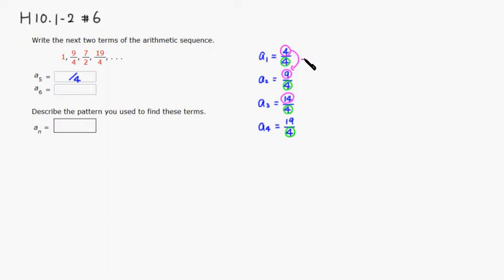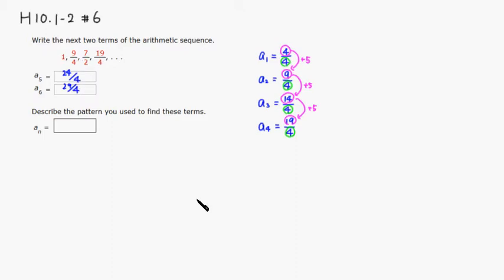So you just add 5 every time. Here 9 plus 5 is 14, and 14 plus 5 is 19. So for the next one, you add 5 to 19, so we know that it's going to be 24. Right, and adding 5 to 24 is 29 over 4.